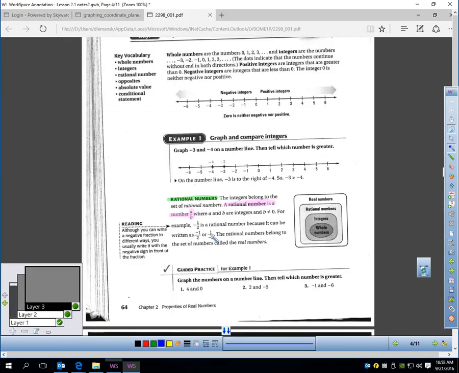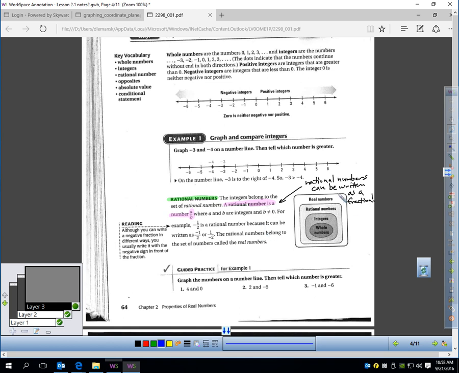Let's talk about rational numbers. A rational number is, it says here, integers belong to a set of rational numbers. A rational number is a number A over B, where A and B are integers and B is not equal to 0. Now that sounds complicated. Really, it's not. It says a rational number is a number A over B. So in other words, a rational number is a fraction. Anytime you can write a number as a fraction, it's a rational number.